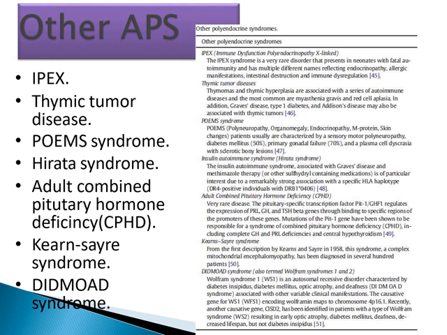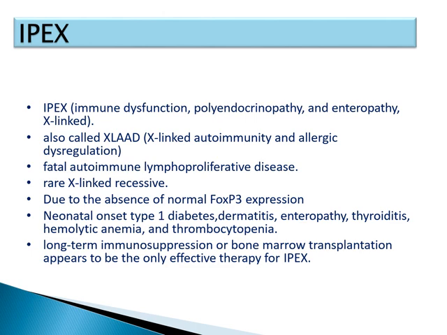We have a few words about IPEX. IPEX is immune dysfunction, polyendocrinopathy and enteropathy, X-linked. It is also called X-linked autoimmunity and allergic dysregulation. So here we have an X-linked recessive disease due to the absence of the normal FOXP3 expression. It presents with neonatal onset type 1 diabetes, dermatitis, enteropathies, thyroiditis, hemolytic anemia, and thrombocytopenia. Usually we go for long-term immunosuppression, or bone marrow transplantation appears to be the only effective therapy for IPEX.